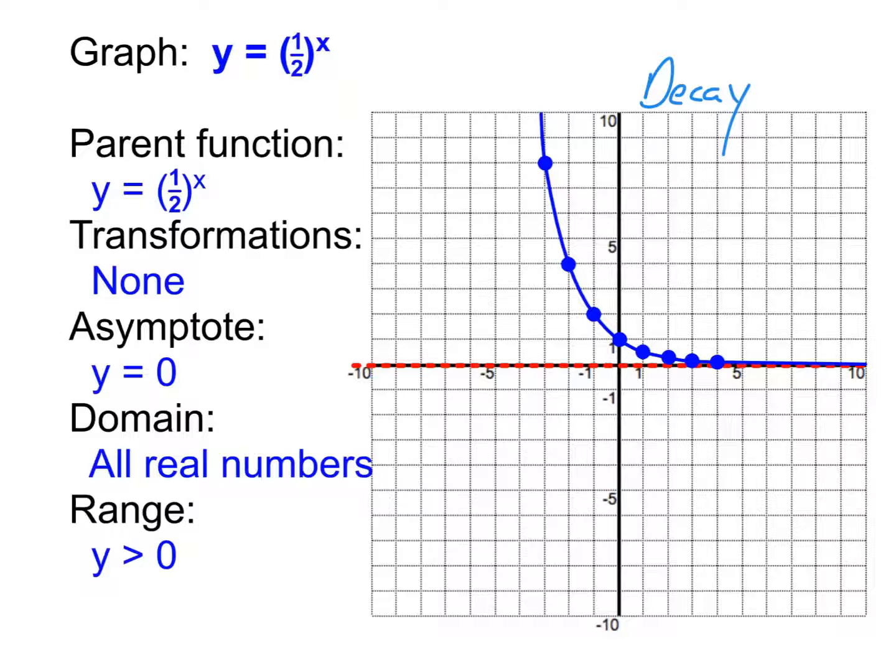All the graphs before this that we saw were examples of what we call exponential growth, because our y values were actually getting bigger as we went to the right instead.